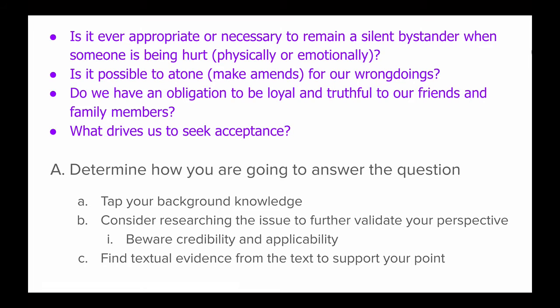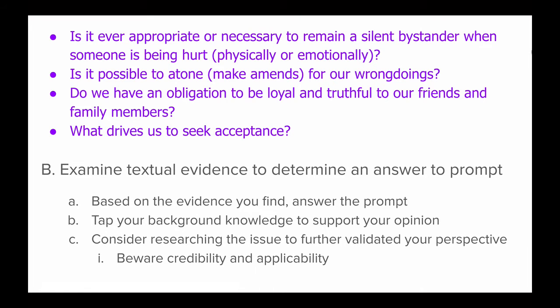The third thing you're going to do is try to find textual evidence from The Kite Runner to support the argument you're making. Now, if you want to go about this in the opposite order, in other words, you want to examine your textual evidence first to figure out which prompt would be the easiest to answer based on the evidence that you've collected, that's fine too. So then you'd go about it this way. You would read your textual evidence, and based on that evidence, you would then think about which prompt is most easily answered by the quotes that you collected.